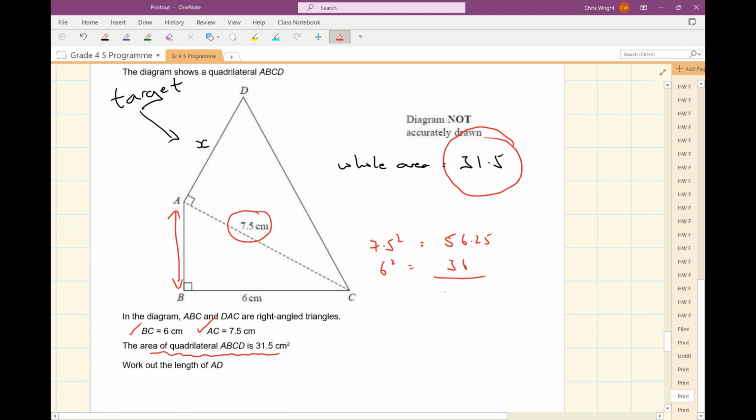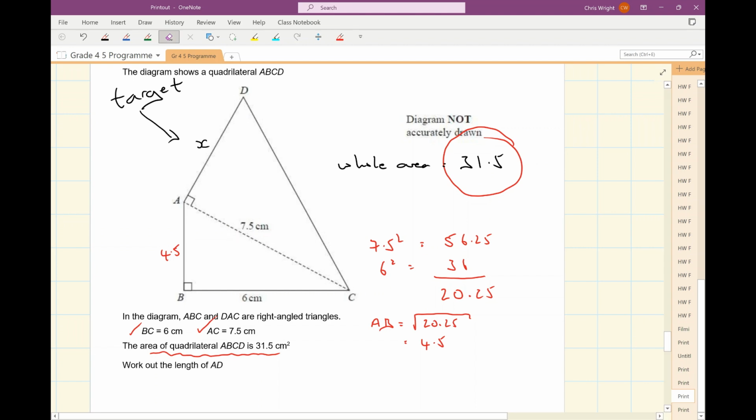So when I subtract, I get 20.25. So the length from A to B is going to be the square root of 20.25. Square root answer equals 4.5. Okay, let's label this 4.5.